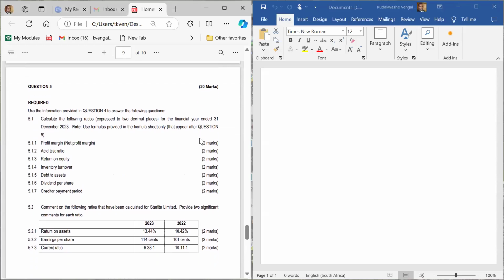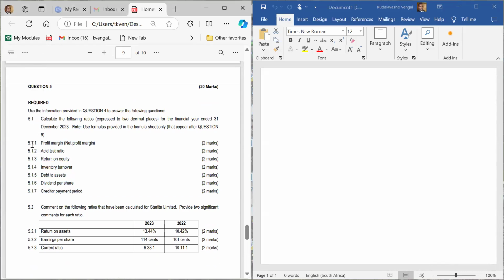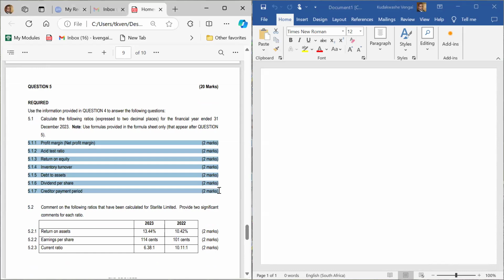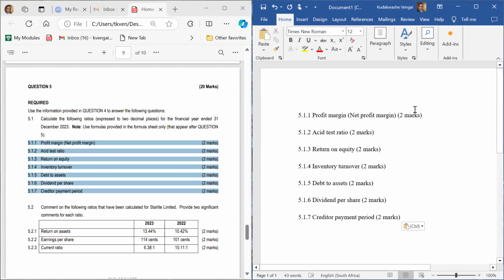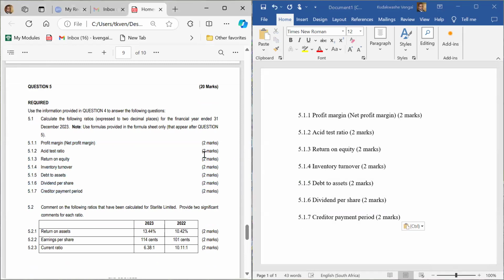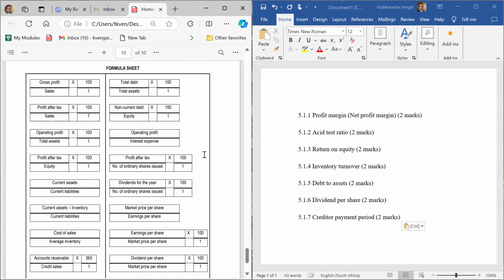So we have an example question paper here. Question number 5 says, using the information provided in question number 4, calculate the following ratios. And then we have a list of ratios over here. Let me just copy them. All right, so that's our list of ratios. Like I said, because over time I already know these ratios by heart, I can just use my head to do them. But you are free to use your study guide.